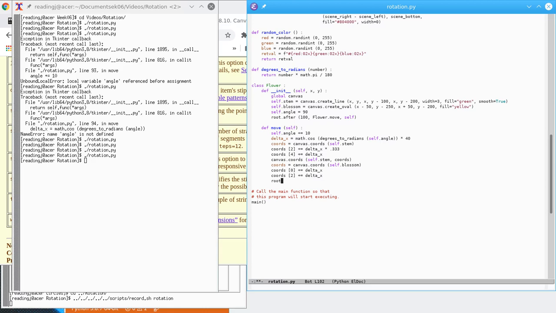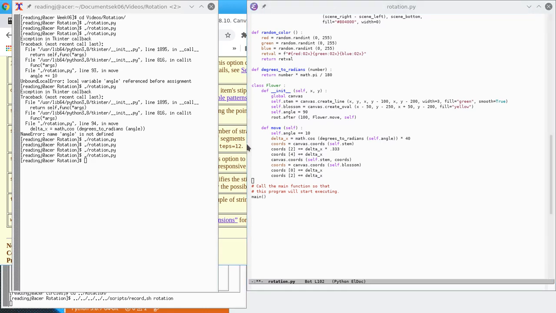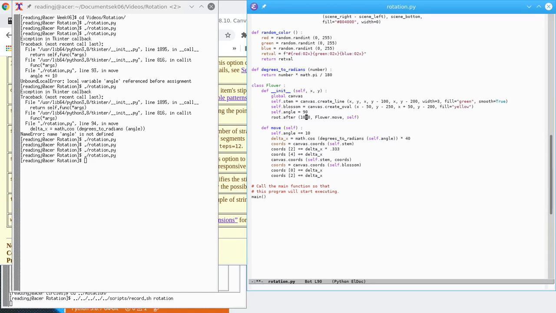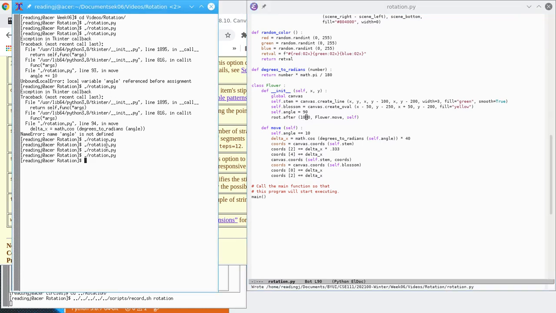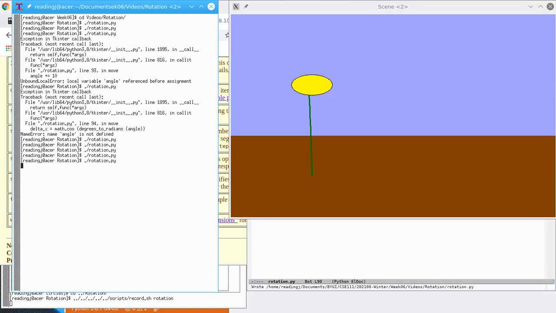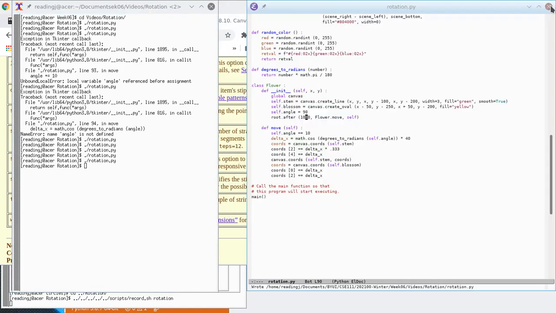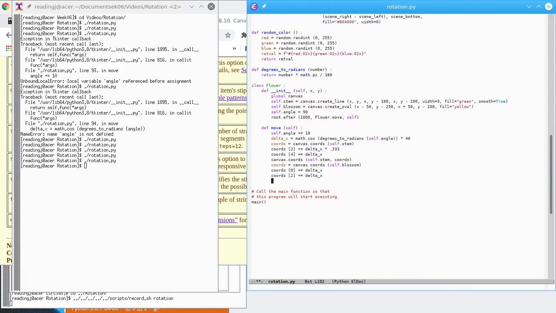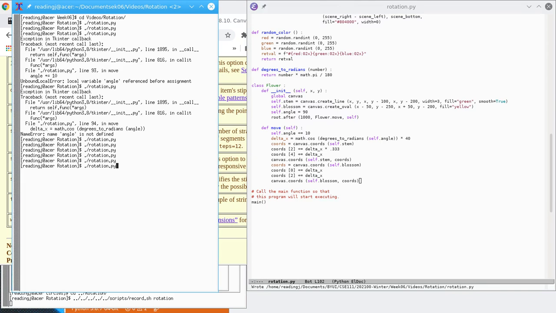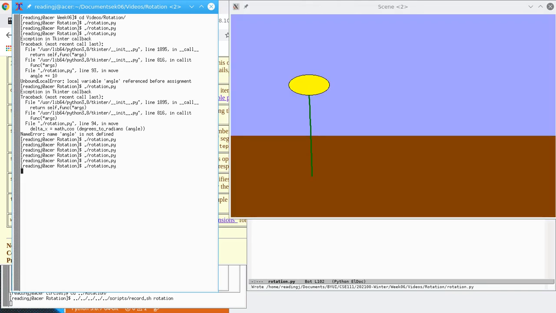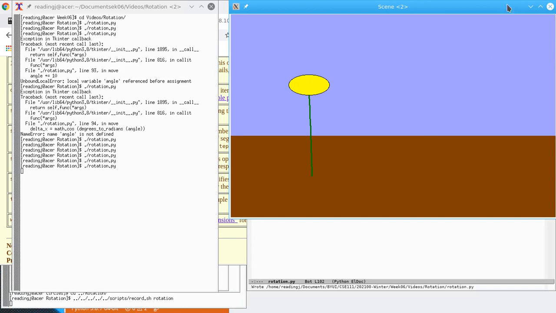And then let's just try that. And let's change this delay so we can actually see the motion, all right? Oh, I forgot to set them back into the blossom. Silly me. Canvas.coords, self.blossom, coords. Right. So did you see the whole thing move over to the left a little bit there?